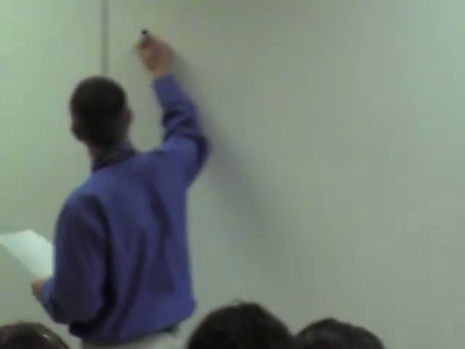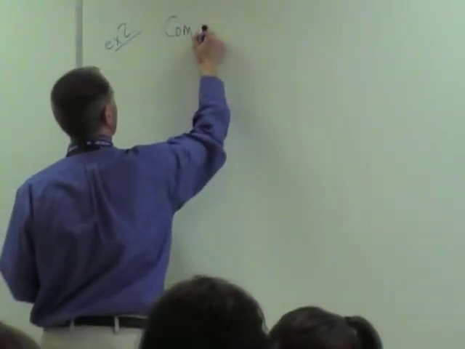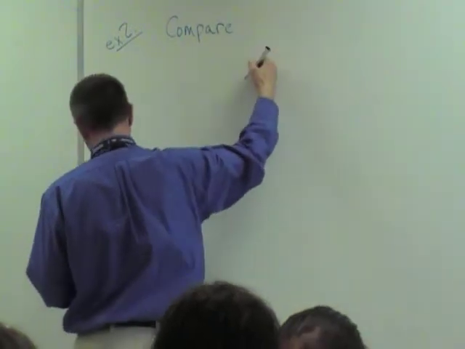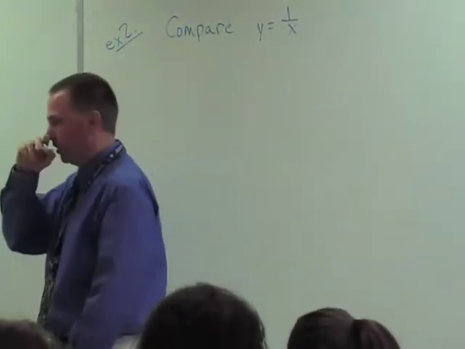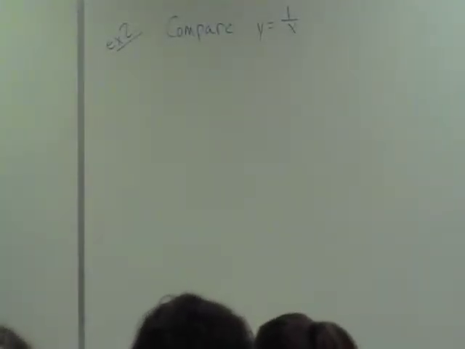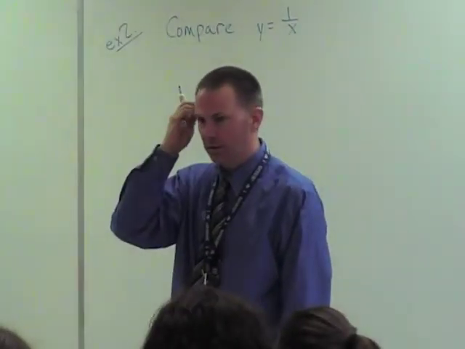Alrighty. Example 2. Compare. It's your favorite word this year. Compare y equals 1 over x. So first of all, everybody graph y equals 1 over x. What's h and what's k? 0 and 0. So what did I show you yesterday for your asymptotes? x equals 0 and y equals 0, the x-axis and the y-axis. So graph it.